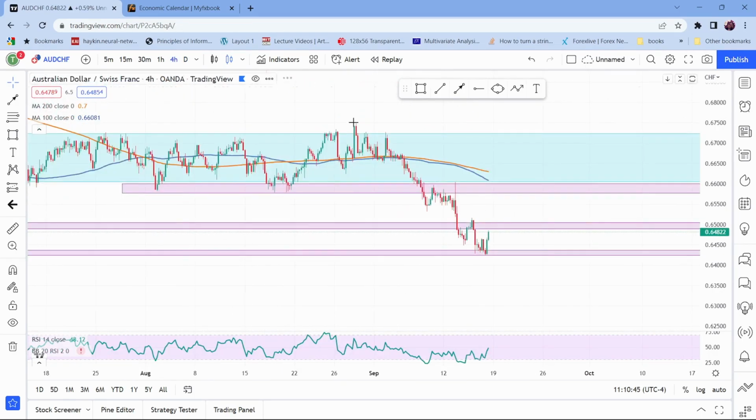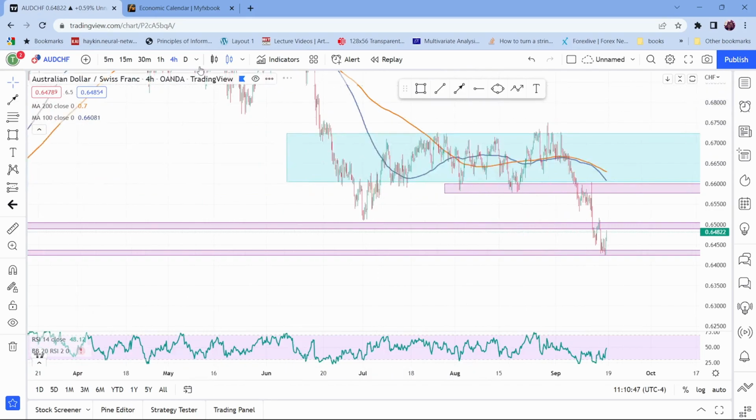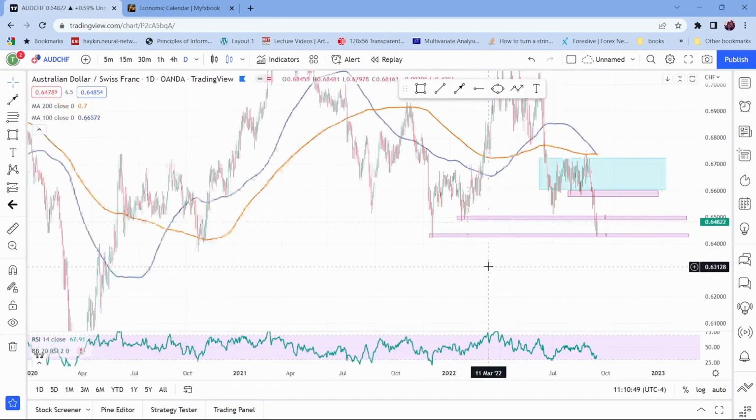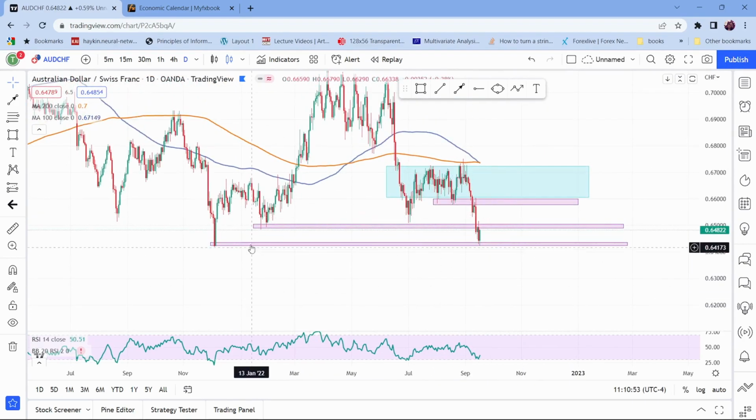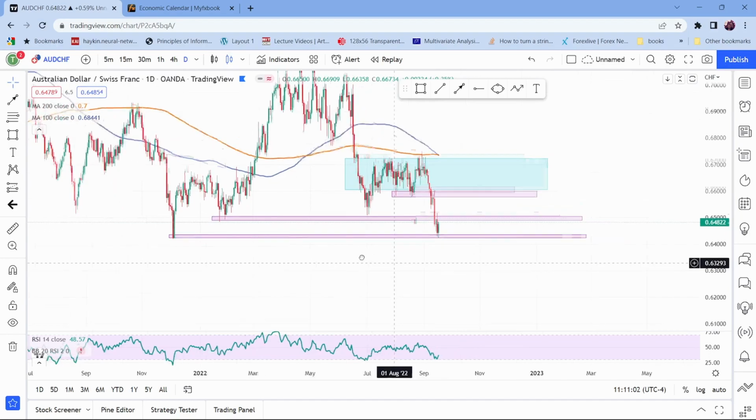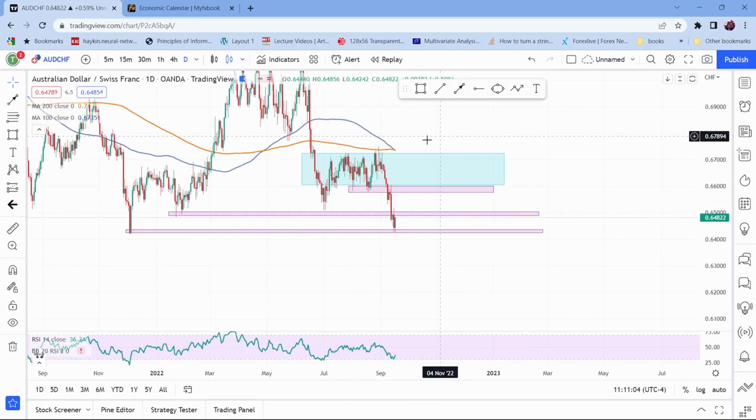Now, right now, what we're looking for is either are we going to get a continuation of this move to the downside with the overall trend that we are seeing right now, or is price going to respect this area that it has been since the 20th of December 2021, right? Is price going to respect this area and push back up?